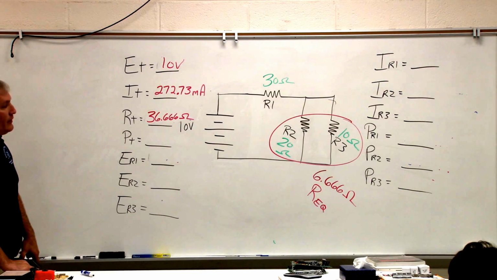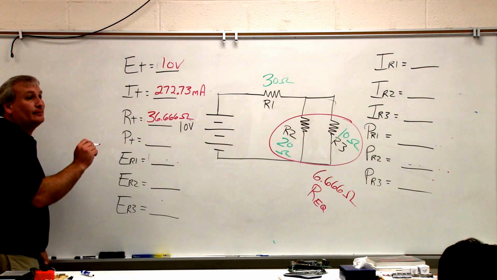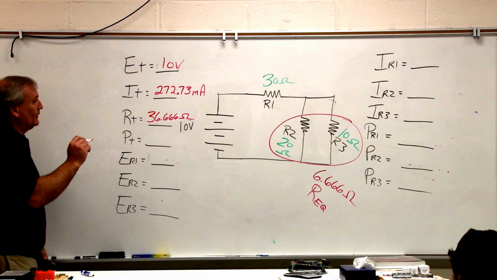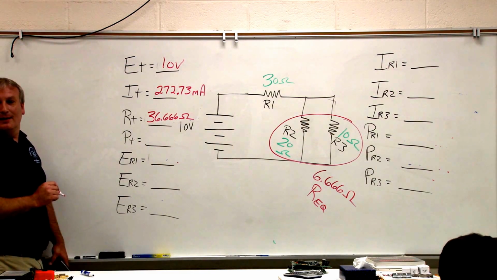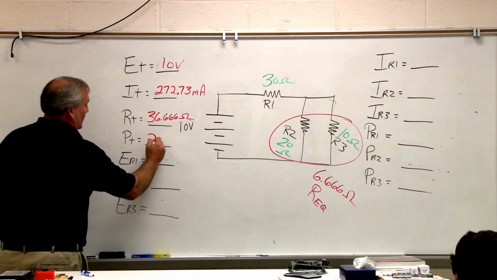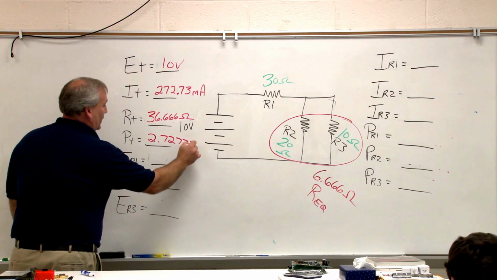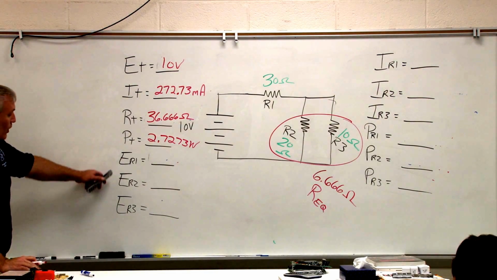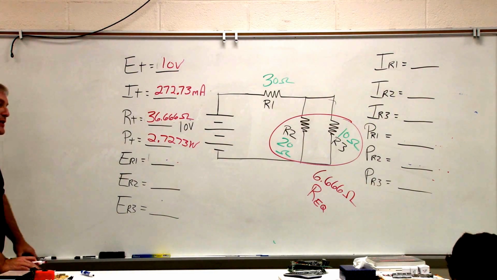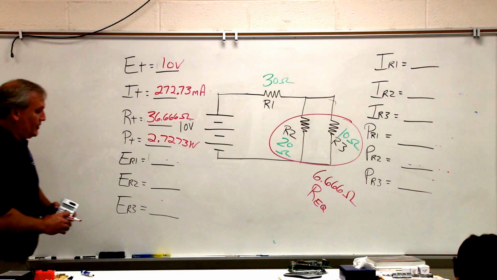10 times 272.73 milli would be what? E times I, which would be 2.7273 watts. ER1, ER2, and ER3. Now this is where it gets a little tricky. This is where people tend to make a couple of mistakes.